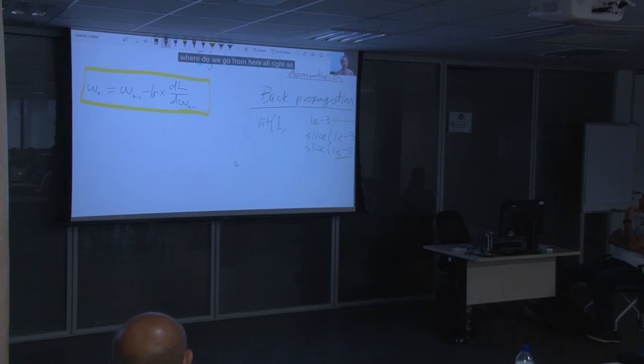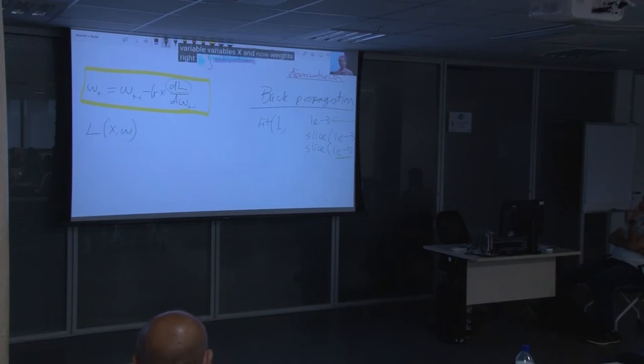Where do we go from here? All right. So what's our loss? Our loss is some function of our independent variables, x, and our weights, right? And in our case, we're using mean squared error, for example, and it's between our predictions and our actuals, right? So where does x and w come in? Well, our predictions come from running some model, we'll call it n, on those predictions, and that model contains some weights, right? So that's what our loss function might be.